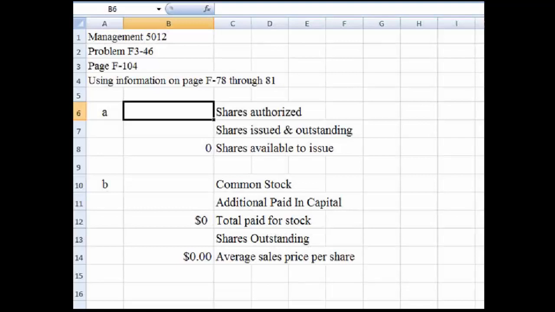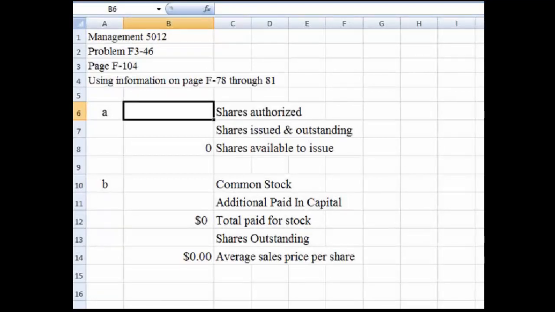Now we're going to do problem 3-46 on page F104. Be sure that you've turned there so that you'll be able to follow along as we go through it. Basically, what we're looking at is interpreting stockholder equity. This is a for-profit issue, so let's get started. The company balance sheet here, just the stockholders' equity section, is available for us to answer all the questions.